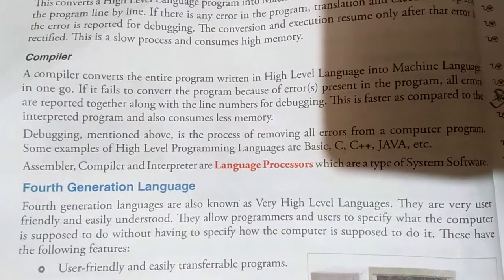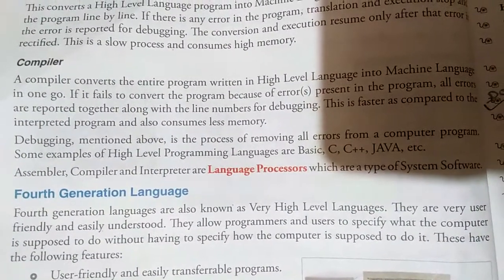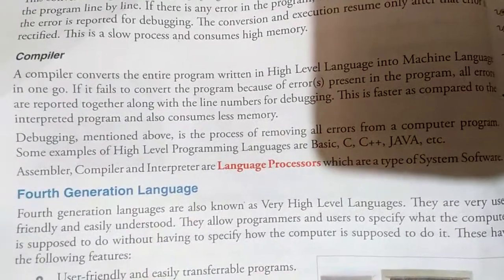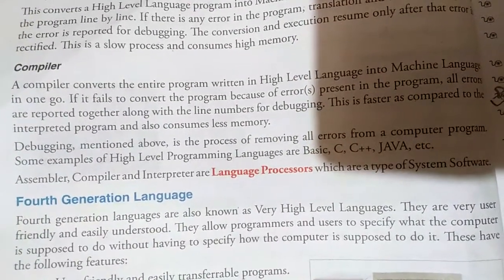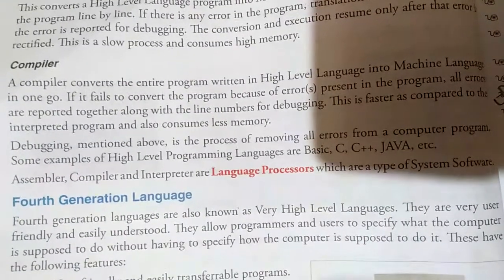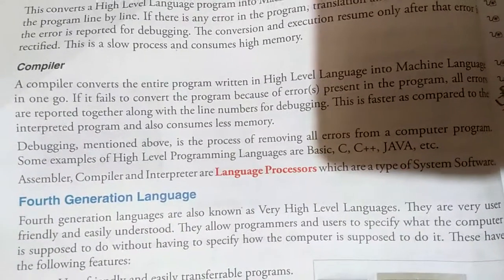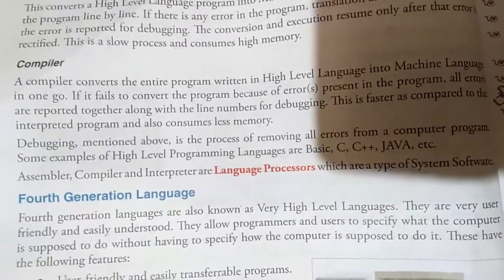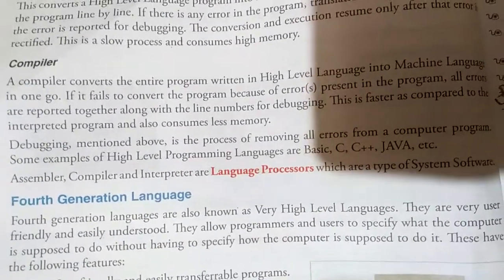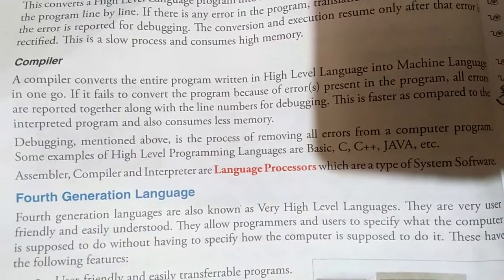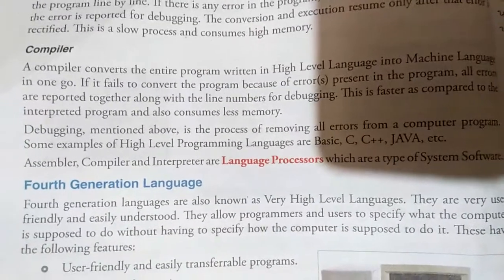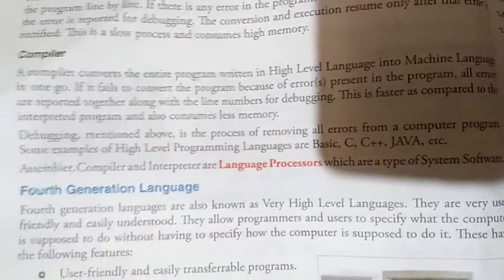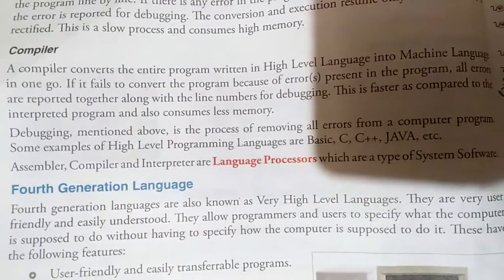All errors are reported together along with the line numbers for debugging. That means whenever we make a program, we get all the errors on our screen, line wise. We can check in which line we have which type of mistakes. This is faster as compared to the interpreter. The compiler is faster than the interpreter.